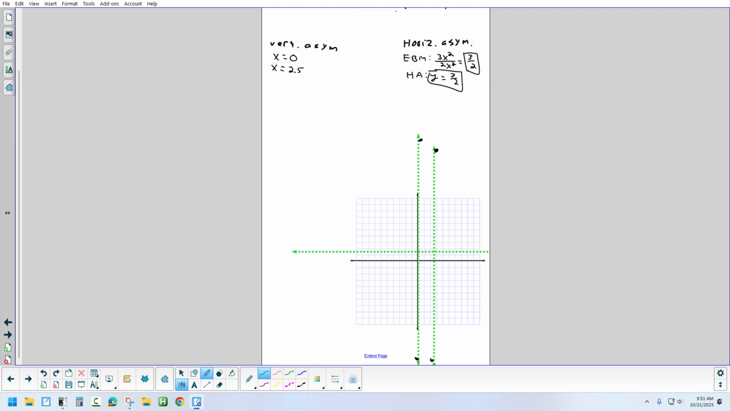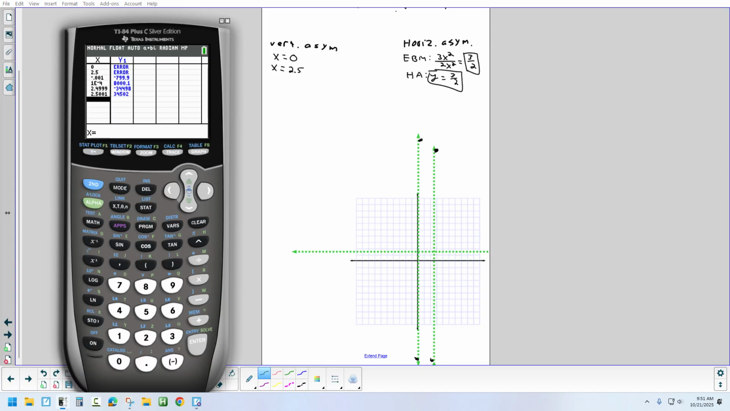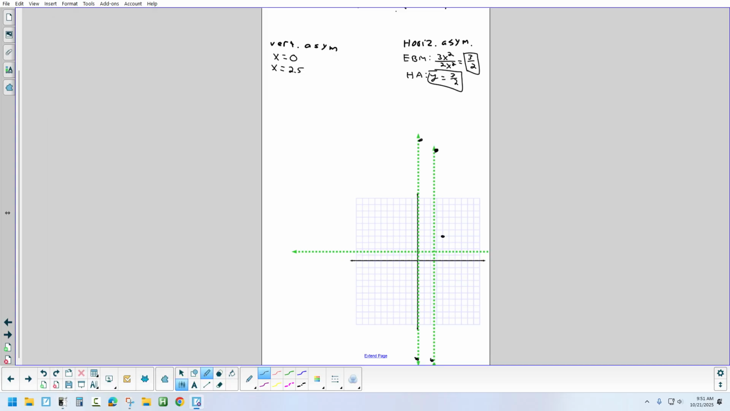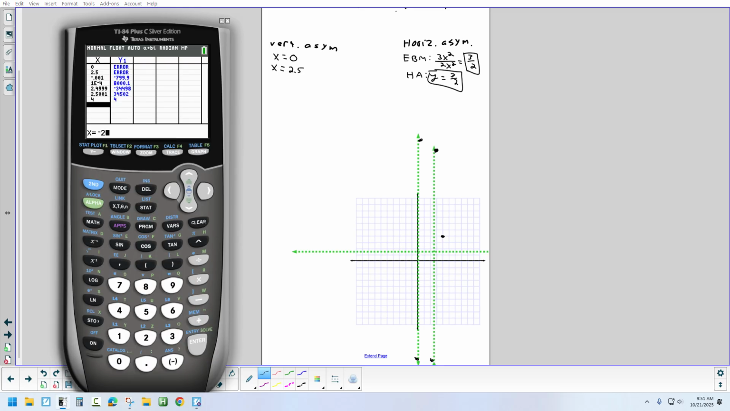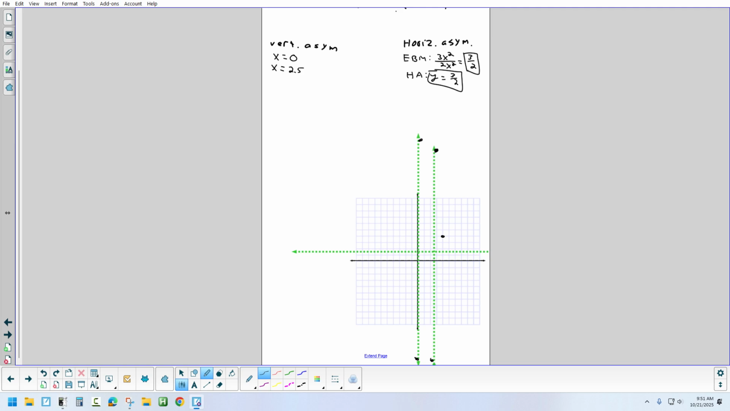Now, I like to get one more point in each section, in the upper right and lower left. So I would do 1, 2, 3, 4. That's actually a good point, 4. And let's do one that's over in this section. Negative 2 might be a good point. At negative 2, we're up 1/3.